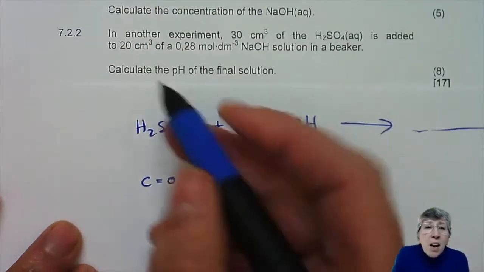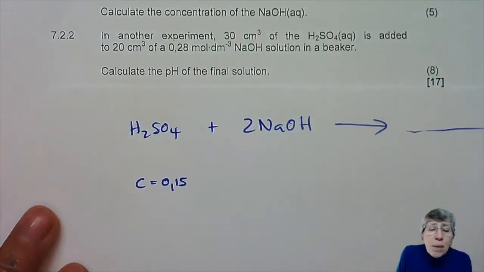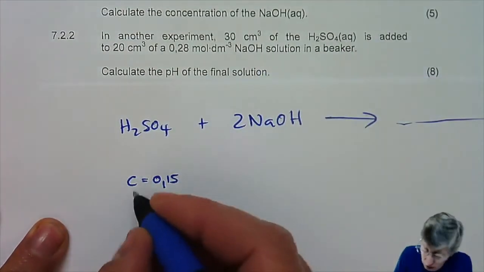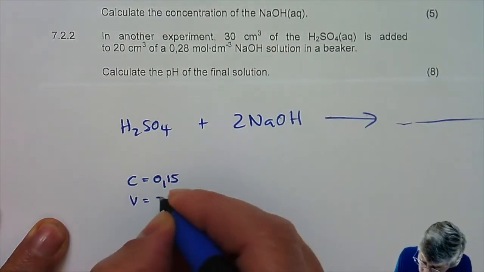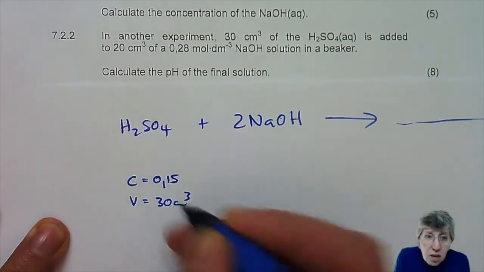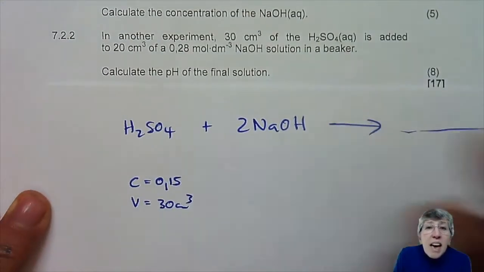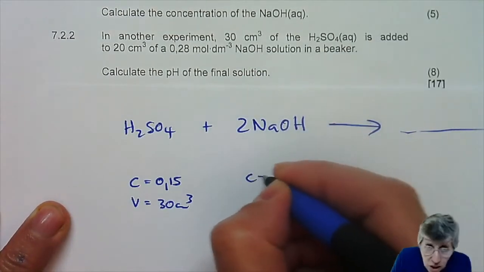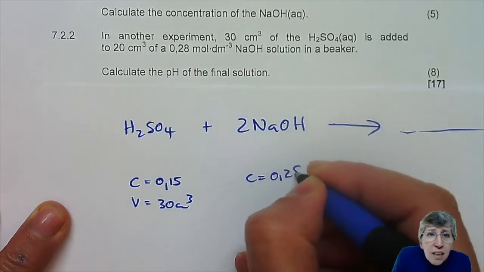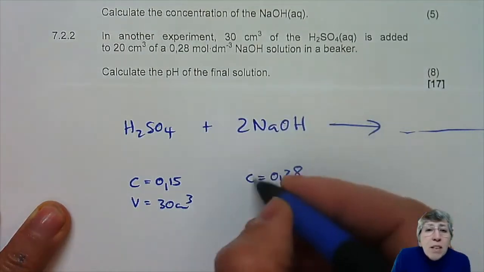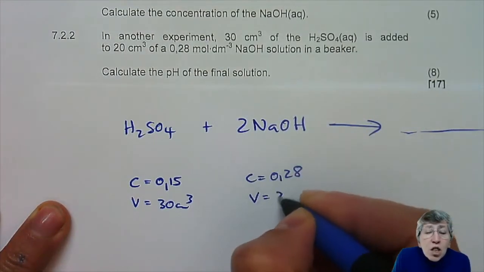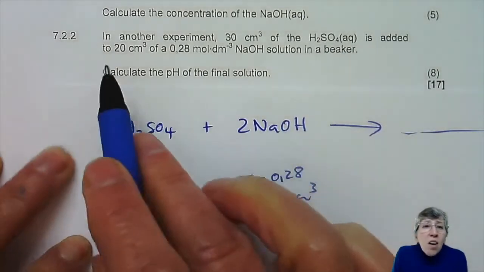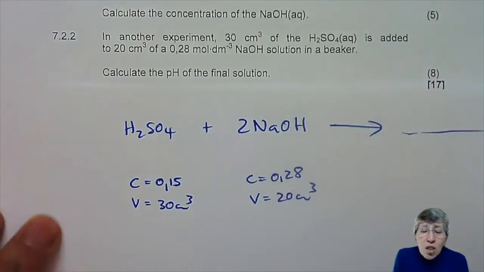Right. Now, in another experiment, they are using 30 cube centimeters of this. So now they have a volume of 30 cube centimeters of this, and they're adding that to NaOH, concentration 0,28 moles per cube decimeter, and the volume there 20 cubed centimeters. Now they ask us to calculate the pH of the final solution.